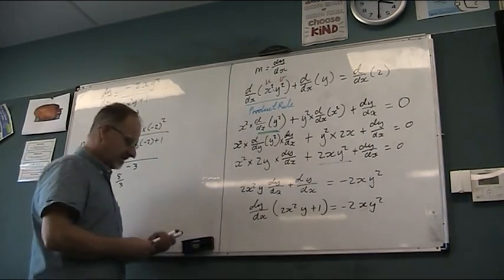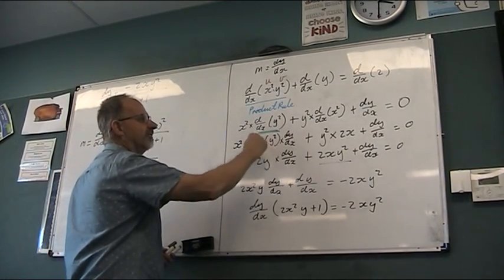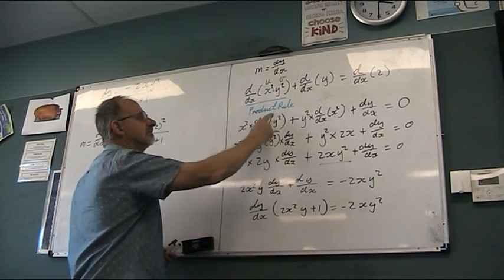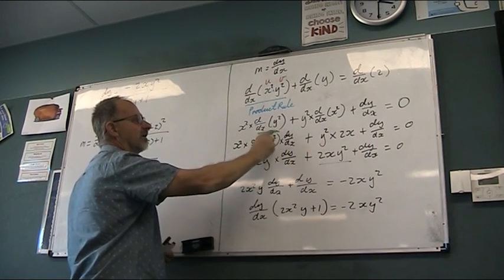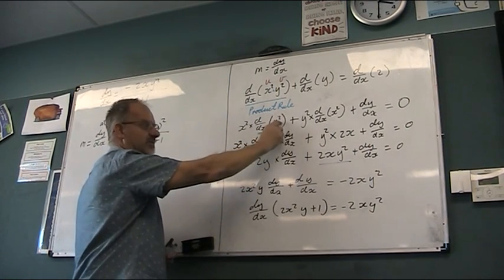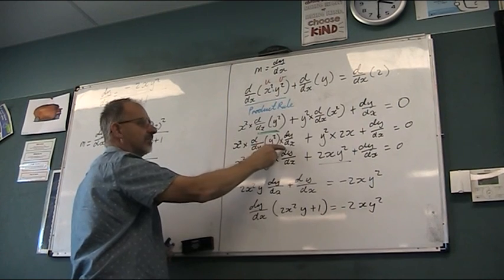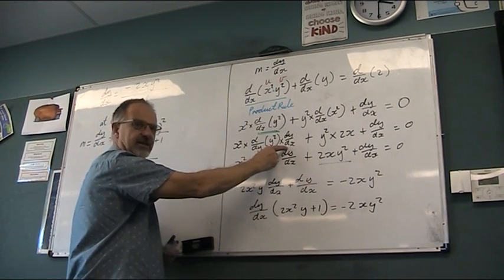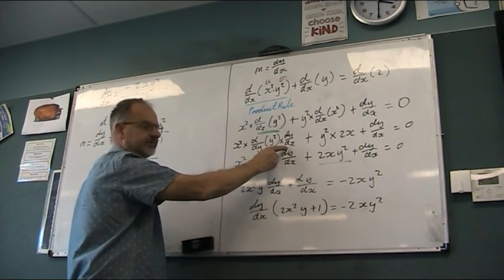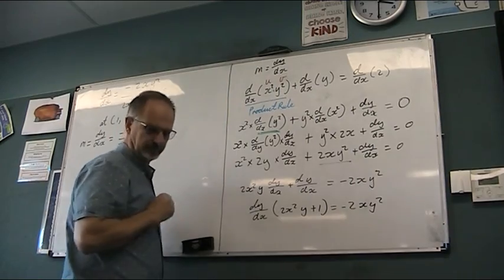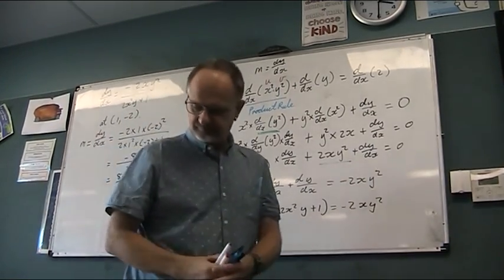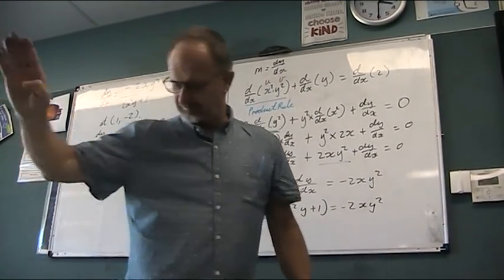Alright, so the key bit is this bit here when you're differentiating, this bit I've got underlined. When you're differentiating something which has got y in it with respect to x, then you split it up like that. That's the key. All right, 6i then.